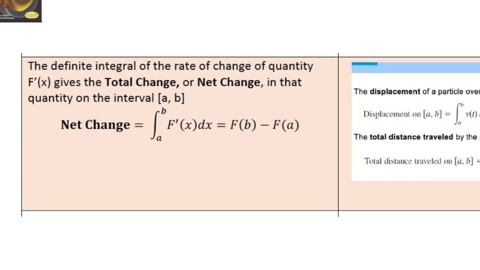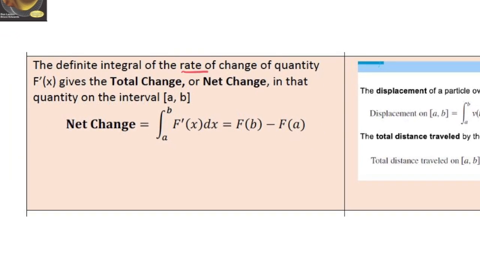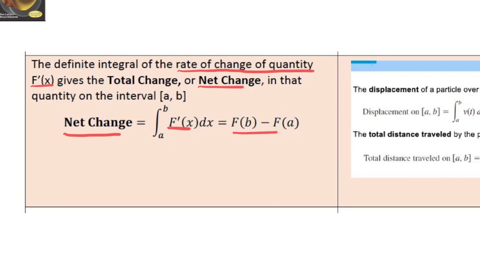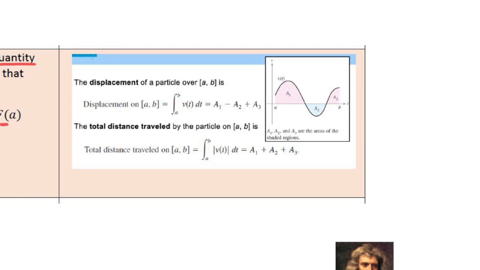And now the definite integral is the rate of change of a quantity f of x, and it gives your total change or net change. Net change means that it includes positive and negative values as you integrate. So your net change is the integral from one endpoint to another of some rate of change, and you use your fundamental theorem of calculus to determine those answers.